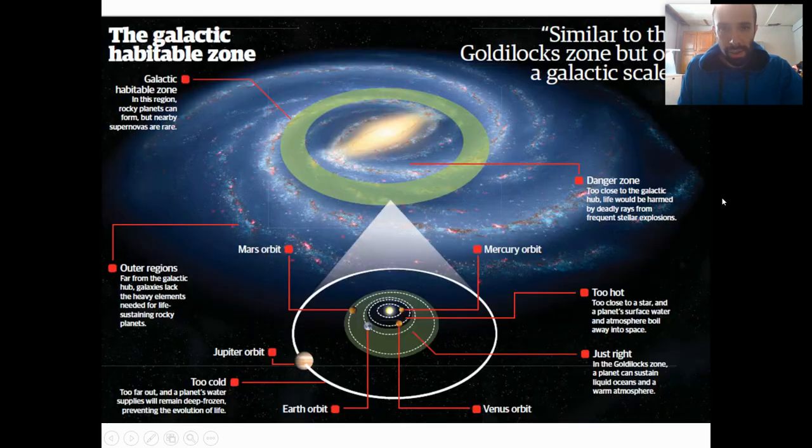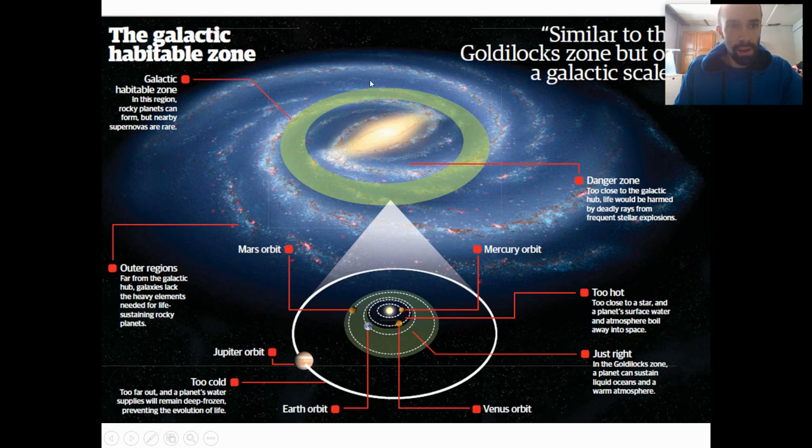Now, we also live in what's called the galactic habitable zone. So this is a planetary system, right? We're talking about planets going around the sun. This is called the heliocentric model of the solar system, which we'll talk about. But we also live in an area around our galaxy. This is the Milky Way galaxy, our galaxy. And we live in an area around that galaxy that is called the galactic habitable zone.